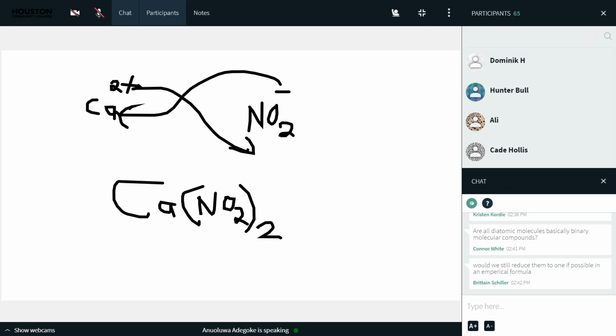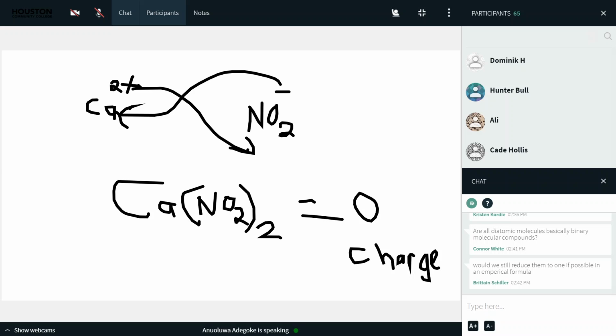We put 2 here. So we use that crisscross method to get the charge for this. The crisscross method is basically telling us that in order for this compound to be neutral, it has a neutral 0 charge. Remember, in the beginning, I will explain why we do this. In the beginning, we have calcium ion and nitrite ion. Calcium ion has +2, nitrite has -1 charge, right?